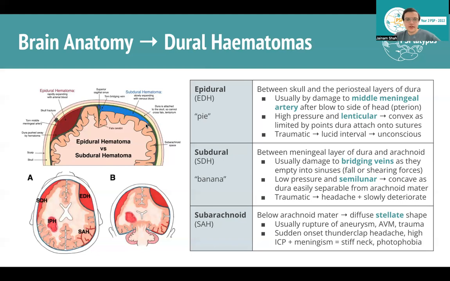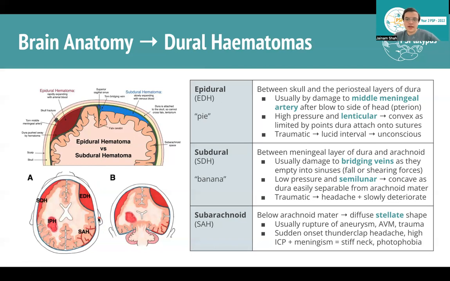And then finally, subarachnoid. Essentially the thing you have to remember here is just below the arachnoid. So you now are entering the space of the pia mater. And so the blood can follow any part of the brain contours that it wants. So it's described as having a diffuse stellate shape, and you can kind of appreciate that down here. It just follows the brain wherever it goes.